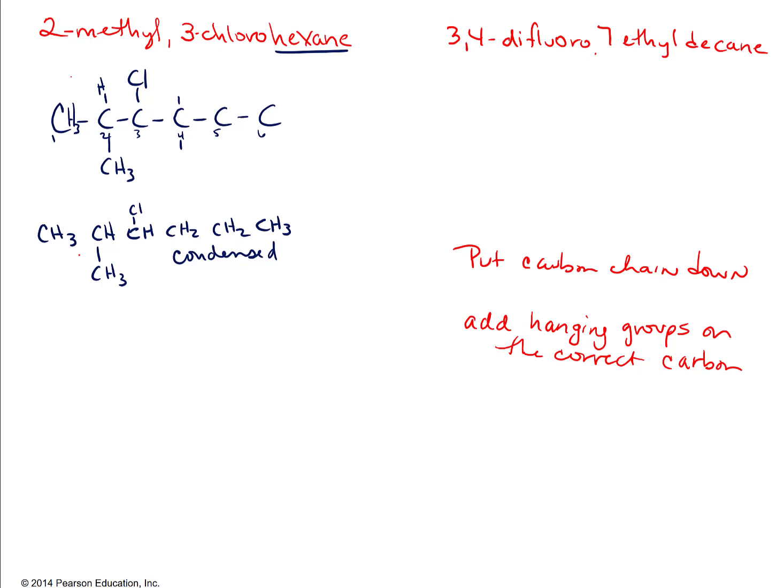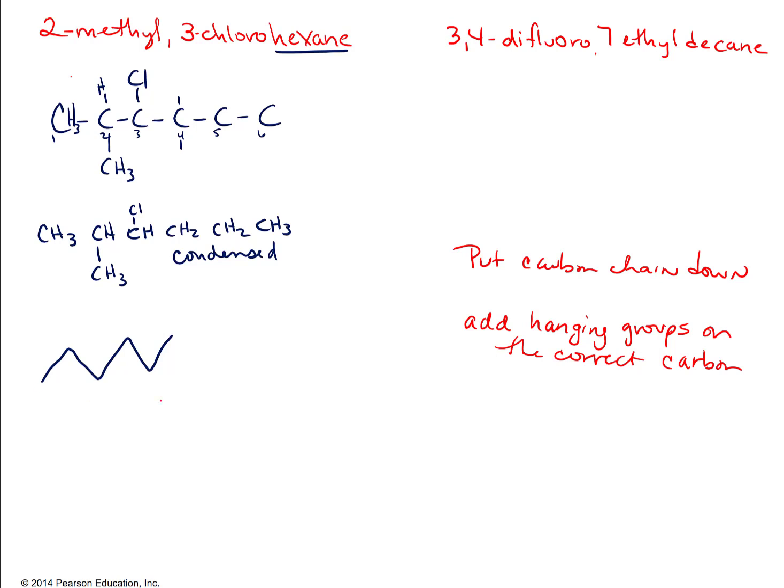But what if I was going to do the skeletal? How many zigzags would you put? 5. 1, 2, 3, 4, 5, 6. Right? So remember, when you're doing skeletal, if it's hexane, that's 6 carbons, and so it's 1 less line, because all you're seeing are the bonds between carbons.